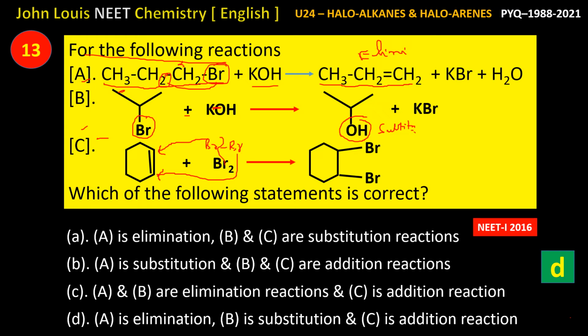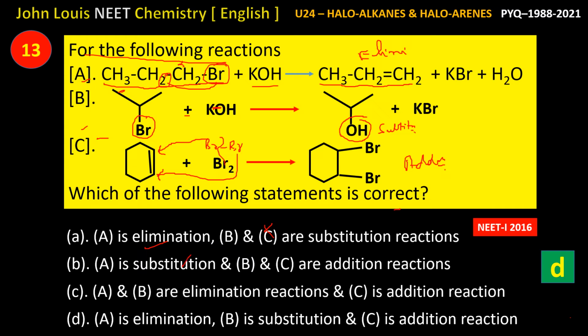Here, what change has taken place? Addition reaction has happened. Therefore, what is the answer? Reaction A is elimination, reaction B is substitution, reaction C is addition. Let us see one by one. A is elimination, that's correct, but B and C are substitution, that's wrong.